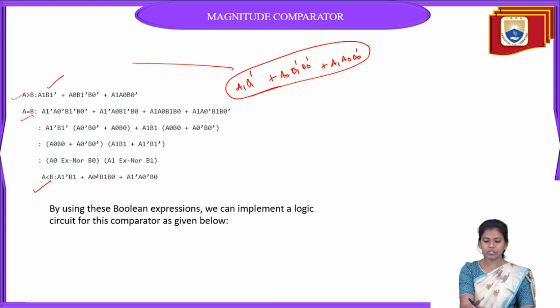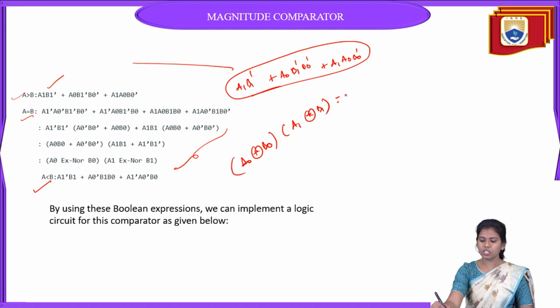Likewise for A equals to B and also for A less than B. For A equals to B, after simplifying, we are getting A0 XOR B0 and A1 XOR B1. So this is what we get for A equals to B. And for A less than B, simply A1 bar B1 plus A0 bar B1 B0 plus A1 bar A0 bar B0.